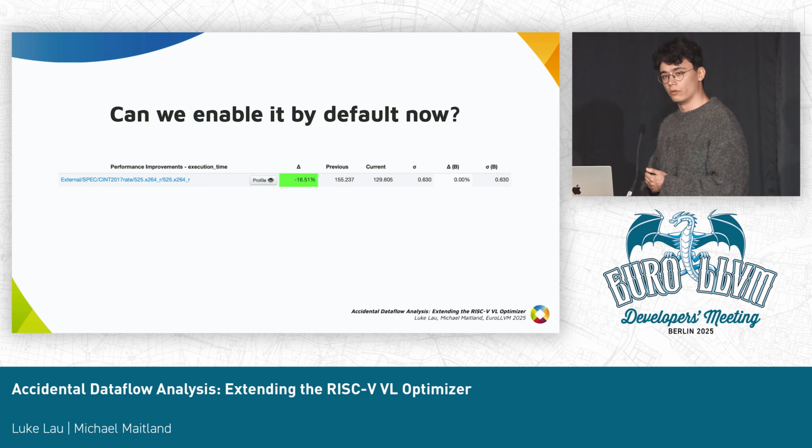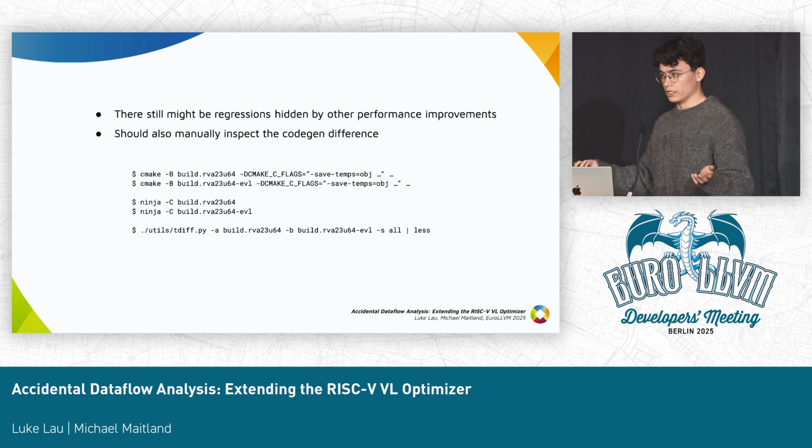And we were really tempted to enable it by default at this point, but we have to do our due diligence. We should probably also look at the generated code to make sure that nothing else is going wrong, right? So there may be regressions hidden behind that 16% improvement that are just covered up.